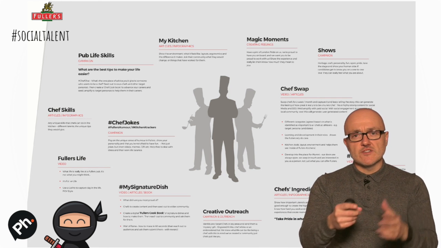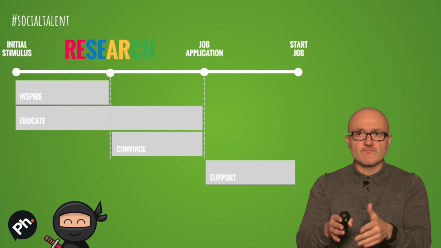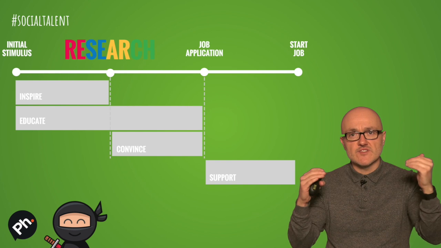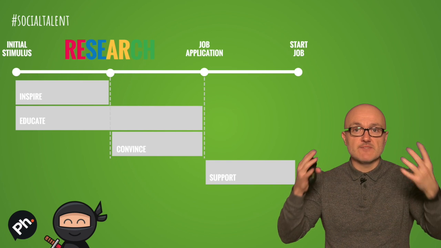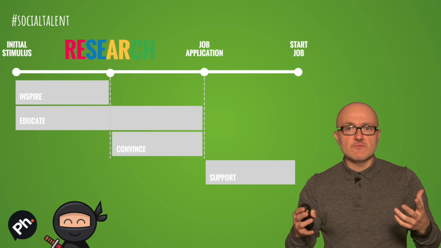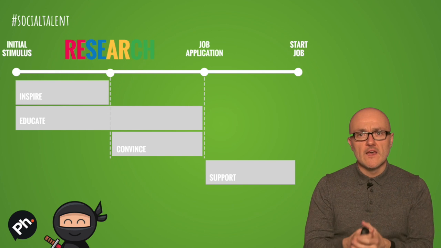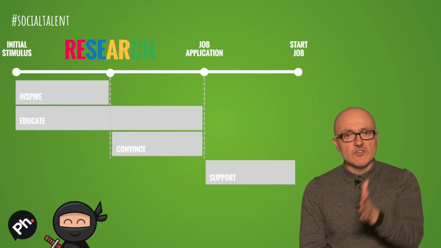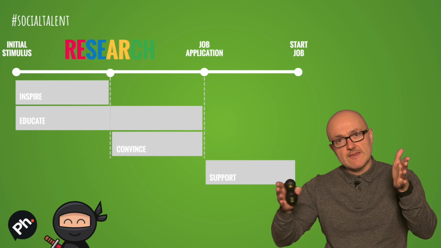Looking back at ZMOT, now we can see the stage, so initial stimulus, research, job application, and they start the job. There are different types of content that work at different stages. So we can see from initial stimulus, something entertaining or inspiring often gets their attention there, makes them think, oh, hold on a second, that's good, it gets my attention, it brings me towards you. Then we've got educate, and then we've got convince, and then we've got support. So there are different themes of content that work as we go through the ZMOT.